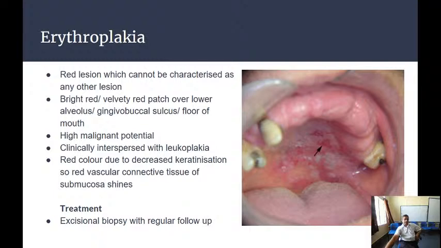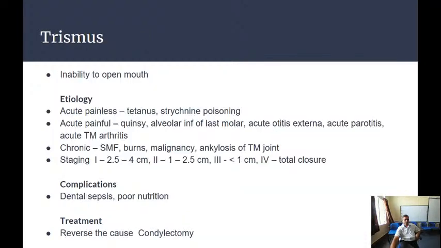And then you have erythroplakia, which I told you has much more potential for malignant transformation, and is present mostly in the alveolar region and the hard palate. Okay? They look red in color with decreased keratinization, and so the red vascular connective tissue of the submucosa is shiny. So for this, excisional biopsy and histopathological examination is mandatory.